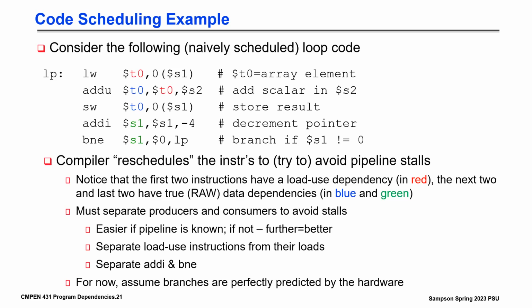But here are the dependencies. In red, you have the dependency between the load word and the add. In blue, between the add and the store. In green, between the add immediate and the branch.